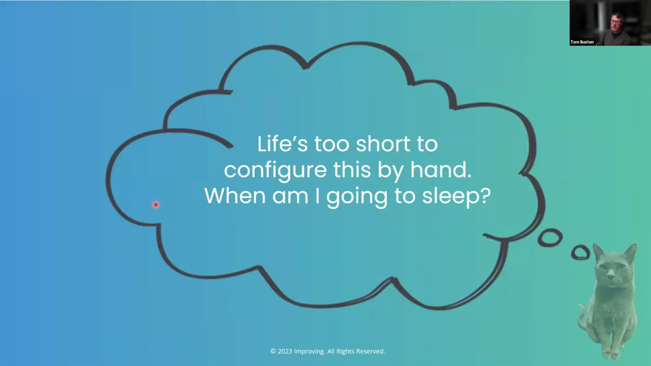Okay, always listen to the cat. Right, so the cat asks an incredibly important question here, which is, life's too short to configure this by hand. When am I going to sleep?